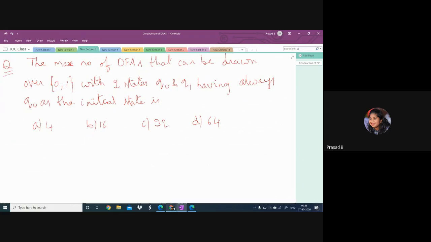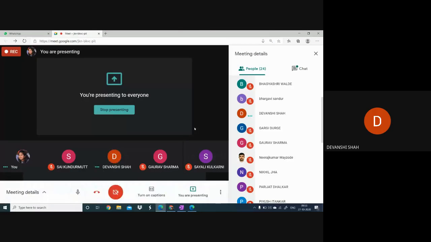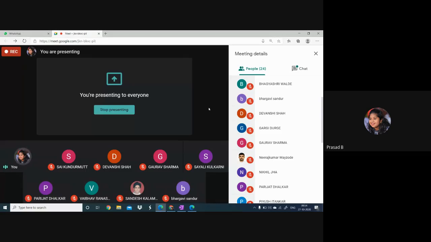Sir, these DFAs should be minimized, right? Madam, already I gave you two states. With those two states only, you have to use all the two states and two inputs. At every state for every input, it must be a single transition. So how many DFAs can you construct?